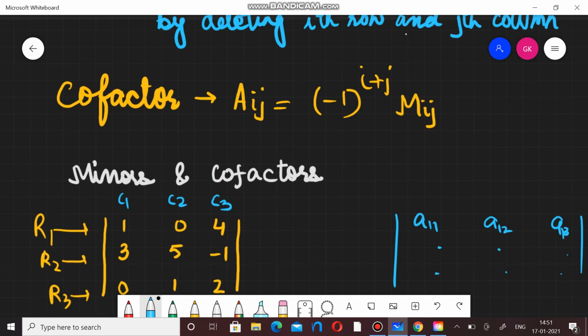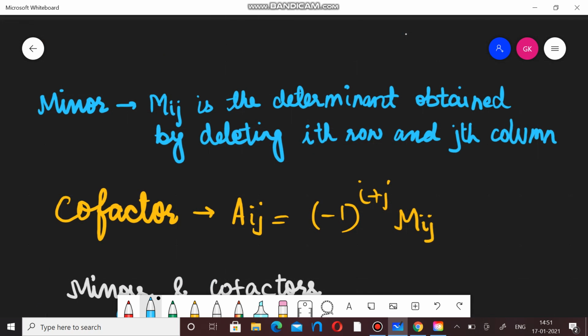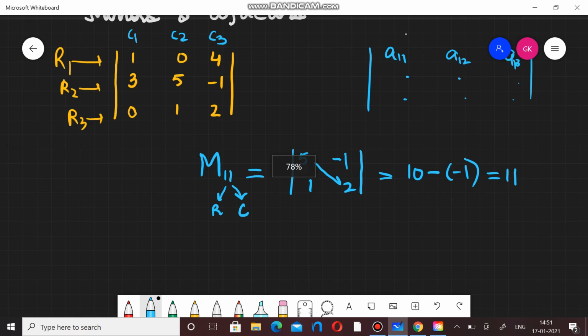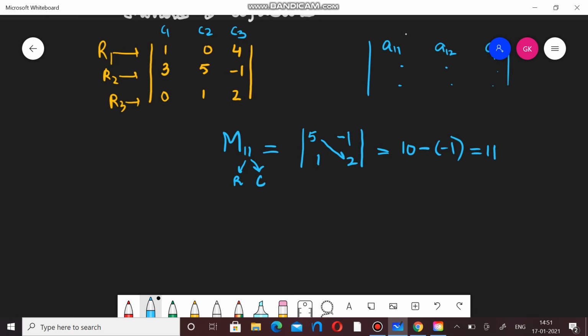So what is minor? Have a look at the definition. Minor, which you name as Mij, is the determinant obtained by deleting the ith row and jth column. So that's the minor. Let's calculate some more minors so that you should be clear with this.